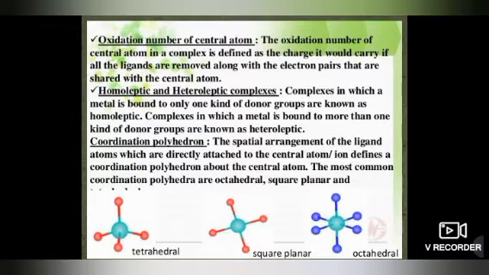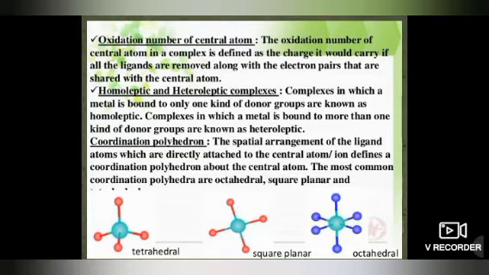After this, there are some more definitions. Oxidation number of the central atom. The oxidation number of the central atom in a complex is defined as the charge it would carry if all the ligands are removed along with the electron pairs that are shared with the central atom. It will carry some charge. That is called the oxidation number.